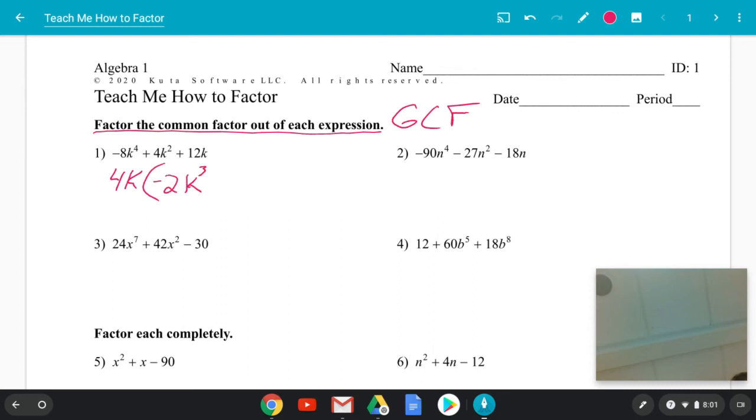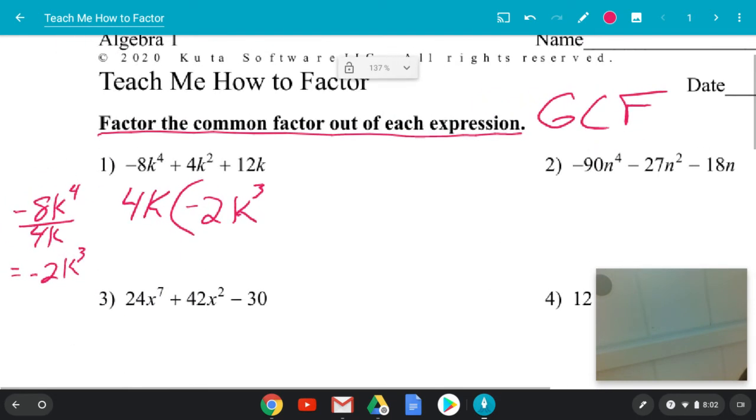to the third. Now, I've got to think, I'm dividing there, right? That's the same thing as taking negative 8K to the fourth divided by 4K. Remember, when we divide like that, negative 8 divided by 4 is a negative 2. And then when we take the variables, we subtract the exponent. So 4 minus 1 becomes K to the third. So I just want to remind you that this factoring is essentially division.